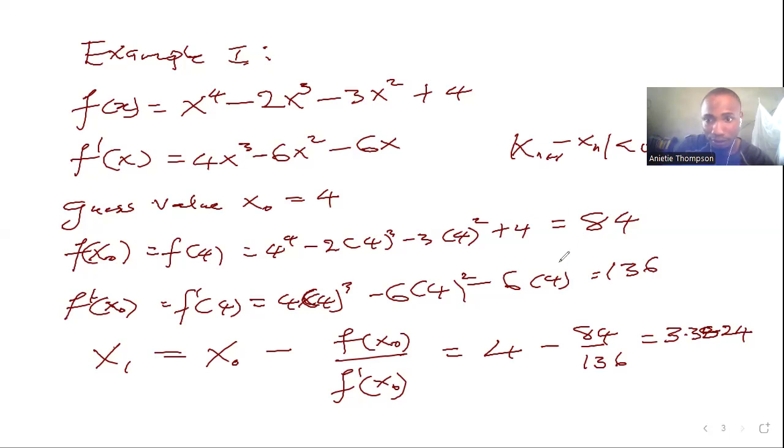Of course, if you do this minus this, just check it, absolute value of 3.3824 minus 4 will not be less than that value. It's not less than my epsilon. So I will continue and take the next. Let's try the x2.